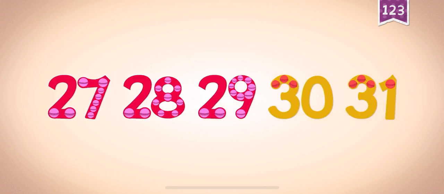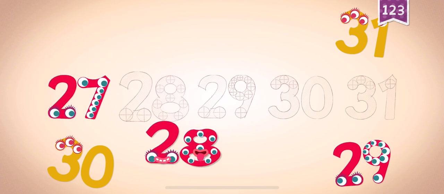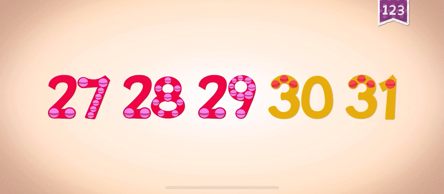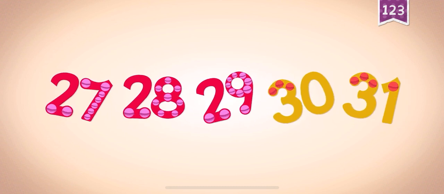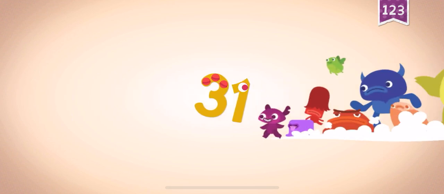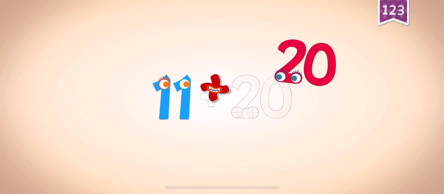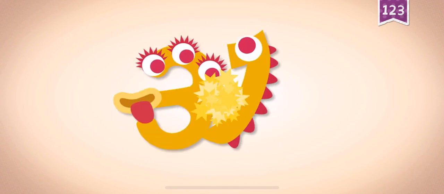Count by ones, starting at 27. 27, 28, 29, 30, 31. 11 plus 20 equals 31.